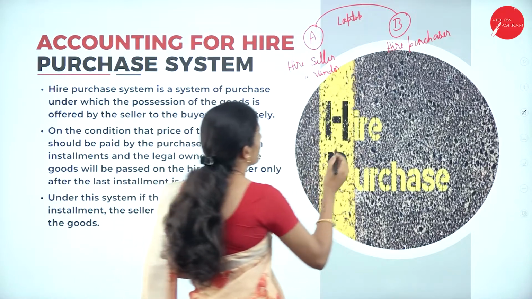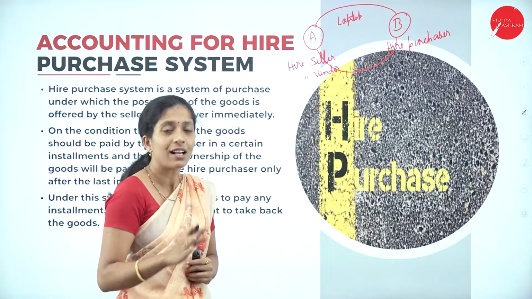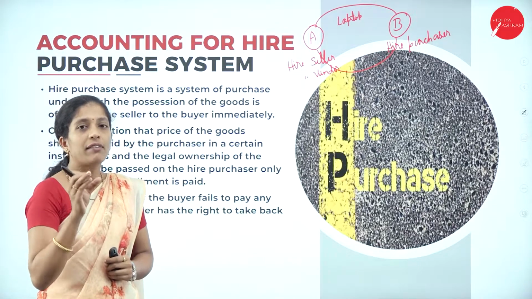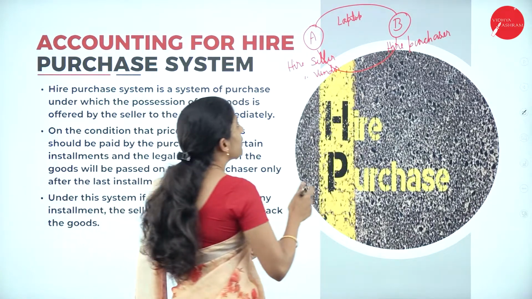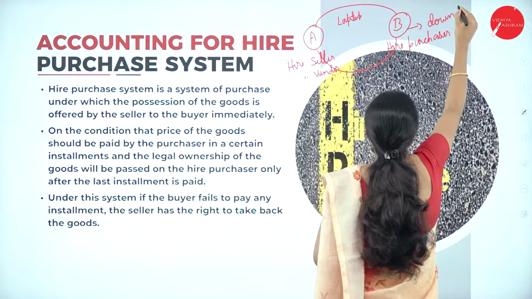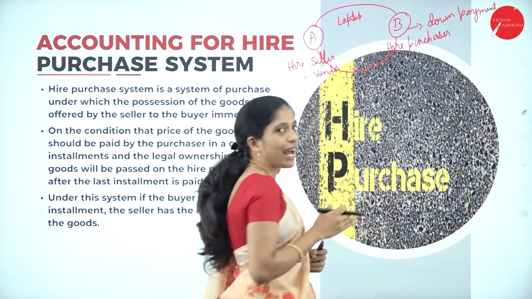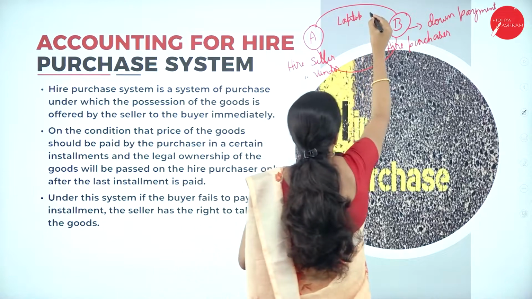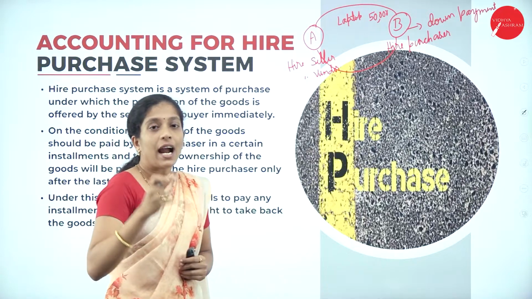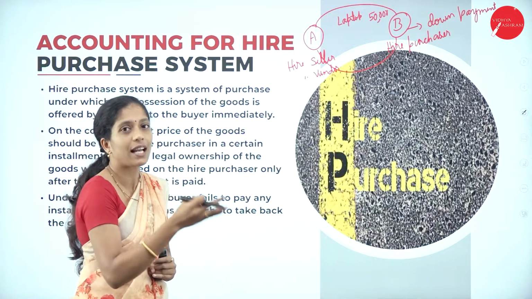So B has to make some payment. But he will not make full payment. Under the hire purchase system, the payment is not made in full. He will make some payment which is known as down payment. So the payment which is made by B is known as down payment. For example, the value of the laptop is 50,000. It is transferred to B, and B will not pay the full amount on the date the goods or the asset has been transferred.